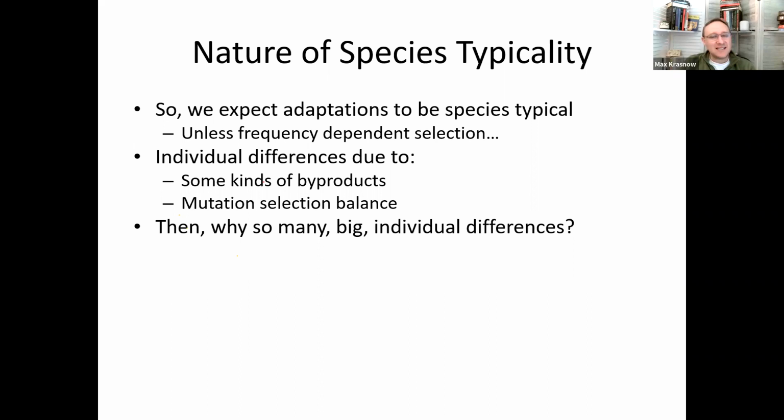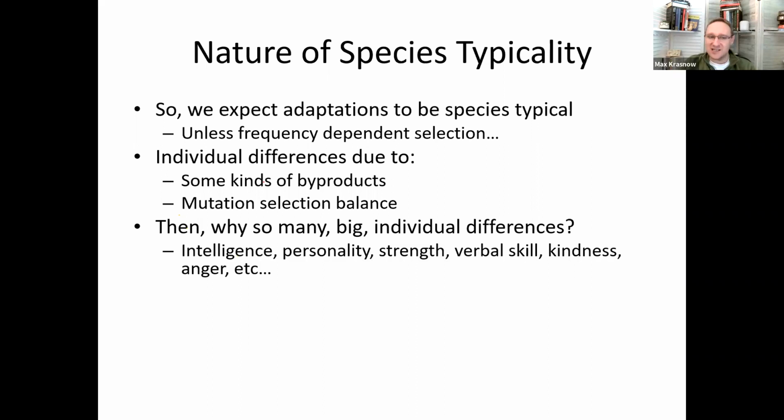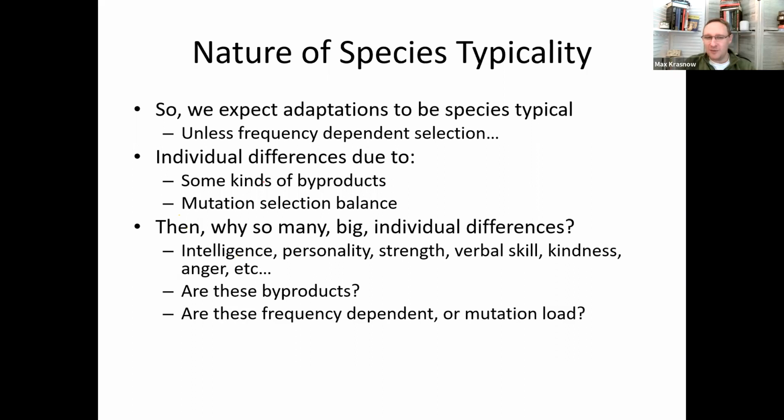Still, though, that doesn't really seem to cover a bunch of big individual differences, right? People differ in all kinds of ways: intelligence and personality and strength and verbal ability and kindness and anger, on and on. And it doesn't seem like all of these are just byproducts or frequency-dependent selection and noise, right? A lot of these things seem like what natural selection would act on. Probably not byproducts. Probably not frequency dependence or noise-driven mutation load. Is there some other category of individual difference that we're missing?